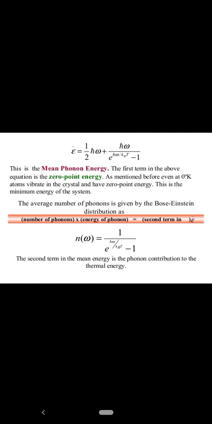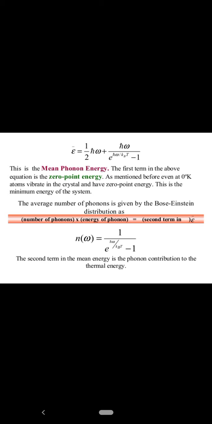So this is the further derivation. And finally, the result that we obtain after this derivation is epsilon bar is equal to half h cross omega plus h cross omega divided by e to the power (h cross omega upon kBT) minus 1. This is the mean phonon energy.